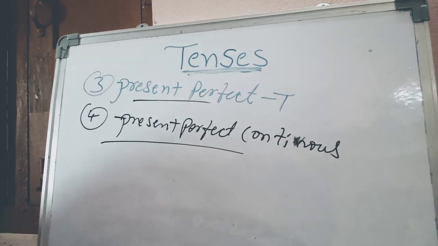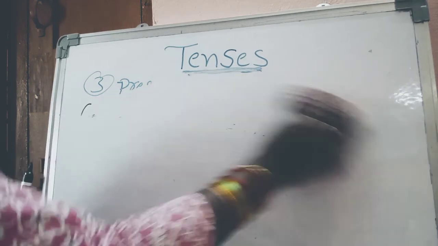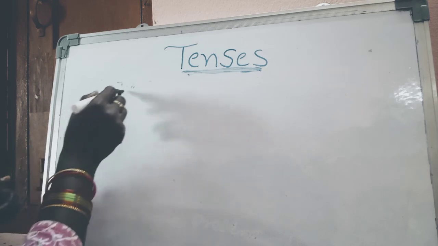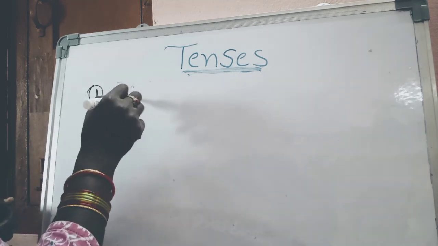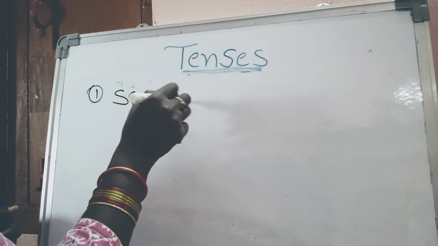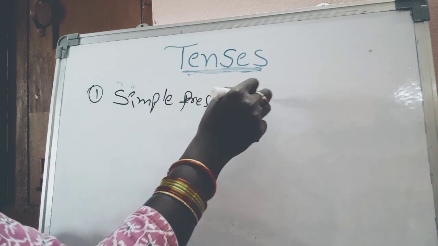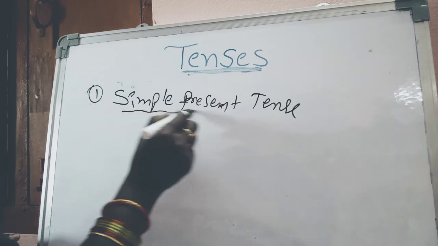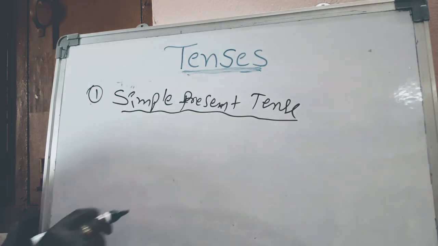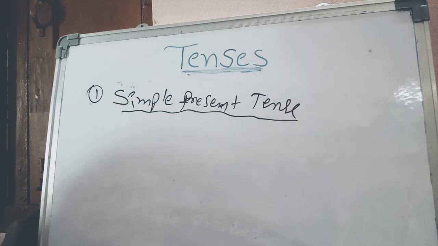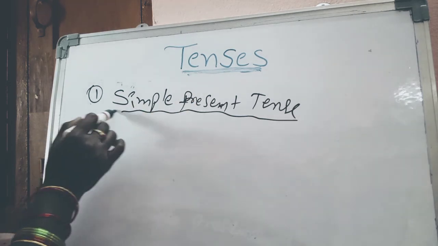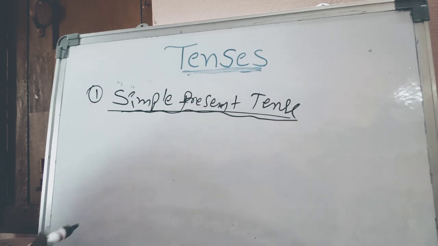So let's see what is simple present tense. First one is simple present tense. What is simple present tense? We use it for what we do in our daily life, meaning universal truth. Those are called simple present tense.